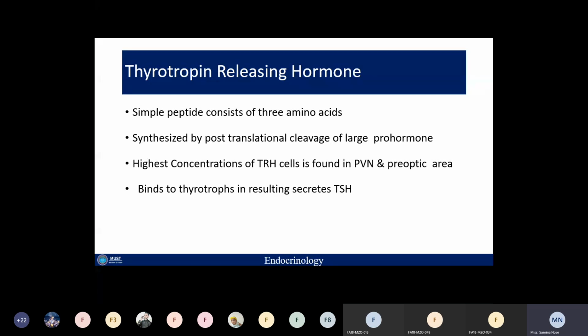When thyrotrophs receive the TRH from the hypothalamus, they in turn secrete another chemical messenger, known as thyroid stimulating hormone. Thyroid stimulating hormone then targets the thyroid gland. So an axis is formed between the hypothalamus, the pituitary gland and then the thyroid gland, and their secretions are also controlled by the negative feedback mechanism.